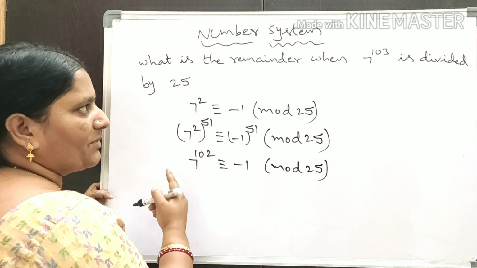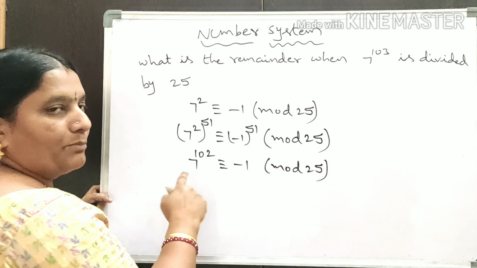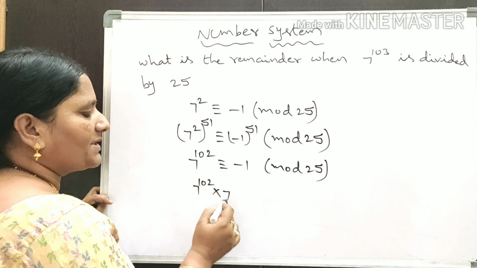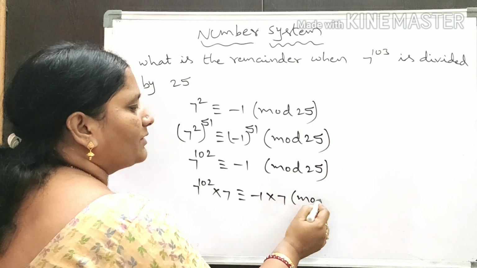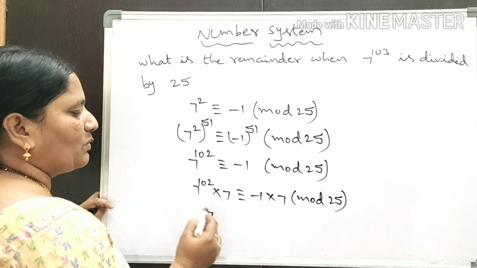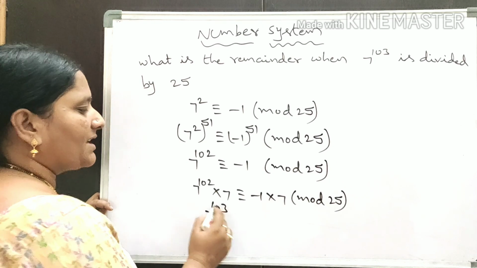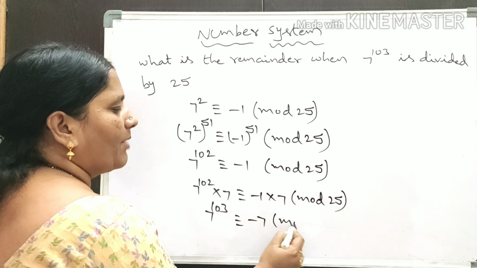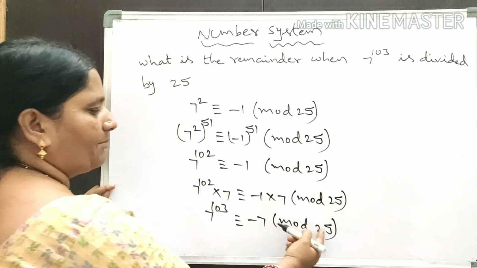How to make this 7 to the power of 102 as 7 to the power of 103? By multiplying with 7, both LHS and RHS. So that 7 to the power of 102 into 7 is congruent to minus 1 into 7 modulo 25. Then it becomes 7 to the power of 102 plus 1. It is 7 to the power of 103. Again by using laws of exponents, 7 to the power of 103 is congruent to minus 1 into 7 is minus 7 modulo 25. So we can understand that 7 to the power of 103 is divided by 25.